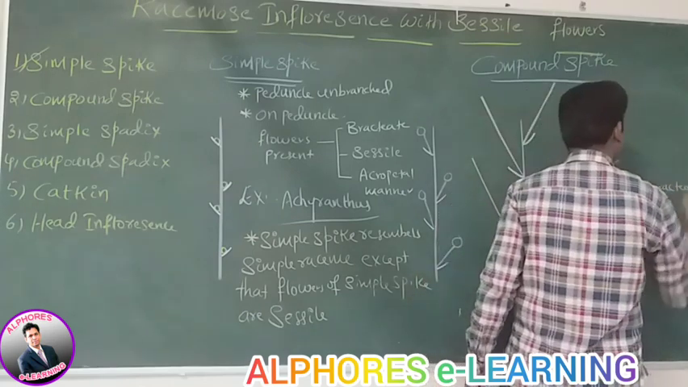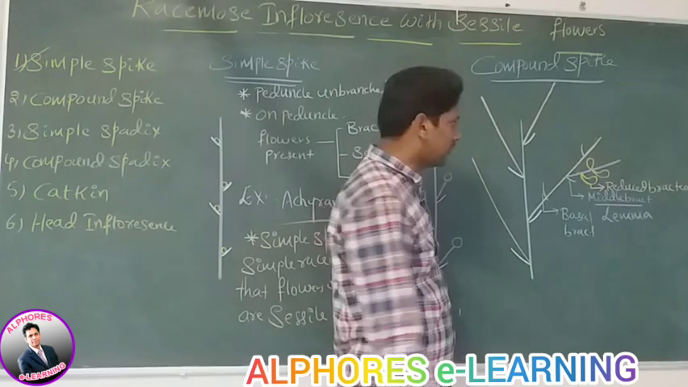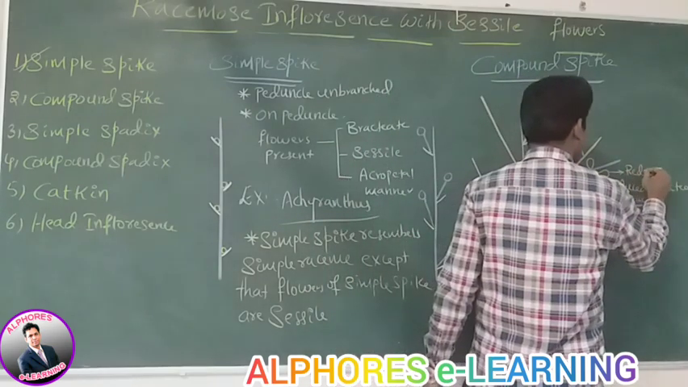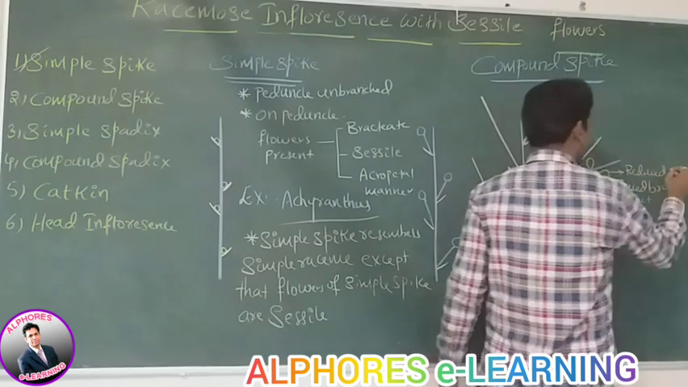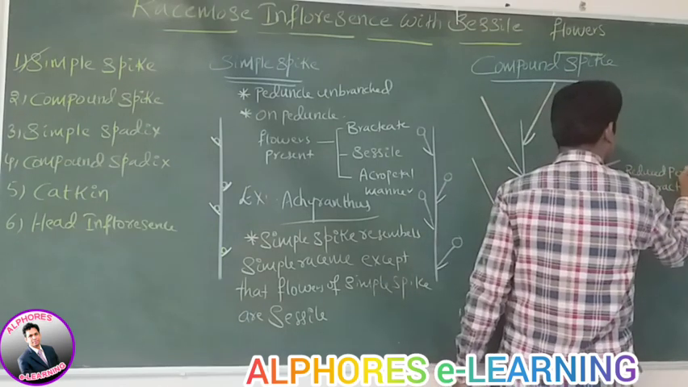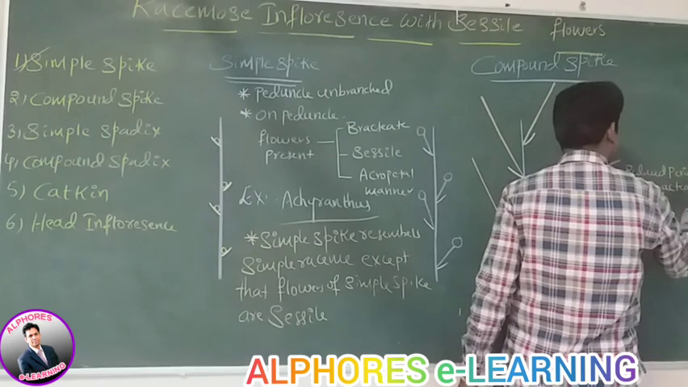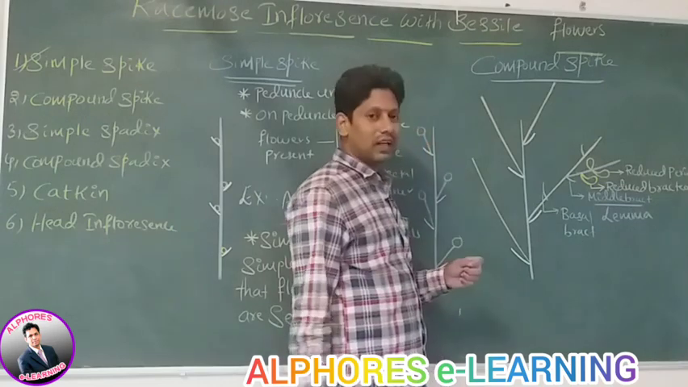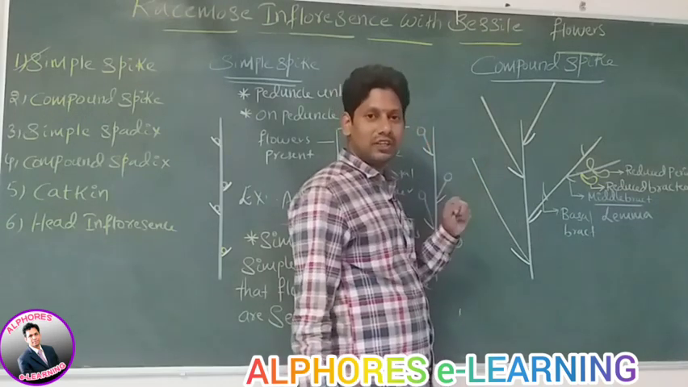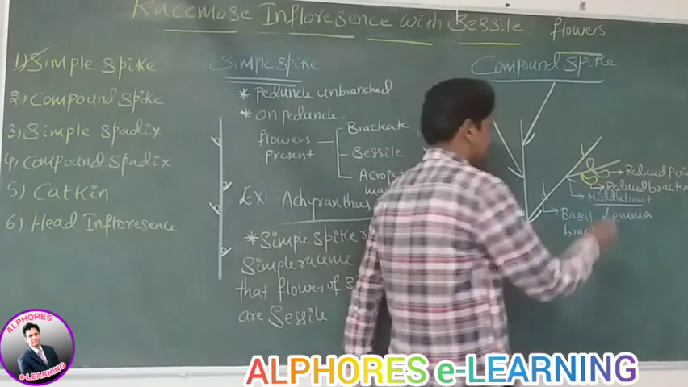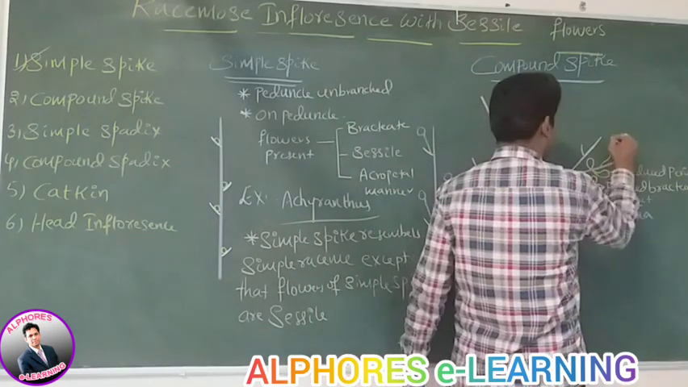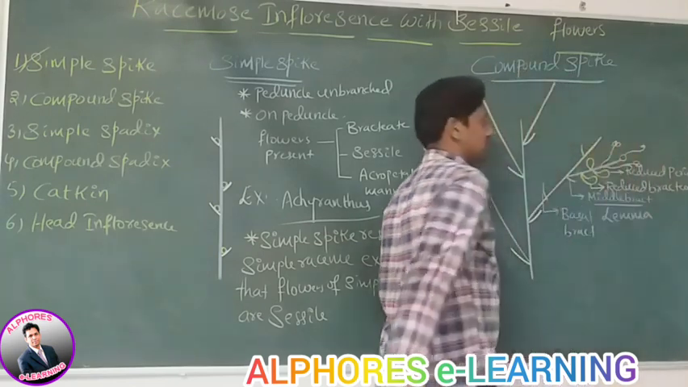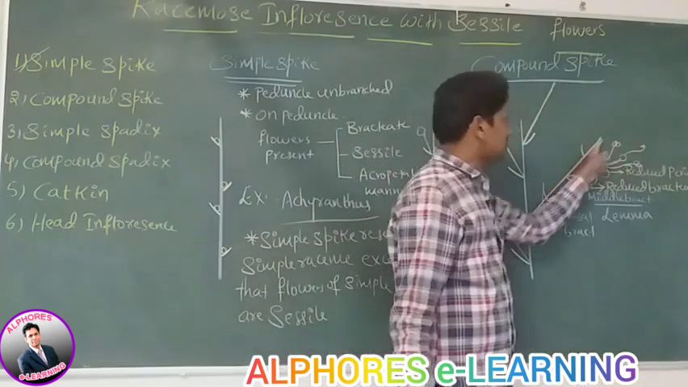Bracteole. Reduced bracteole. Whereas these are reduced perianth lobes. Therefore, here bracteoles are reduced and perianth lobes are also reduced. What is this one? This is androecium. What is this one? Gynoecium. So we got a flower. Yes or no?